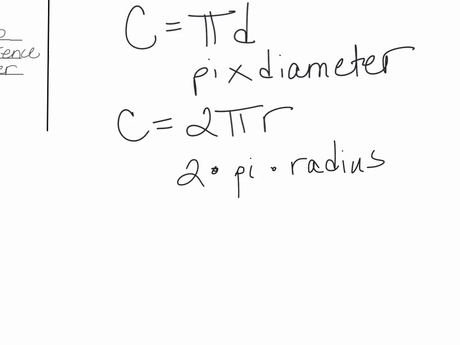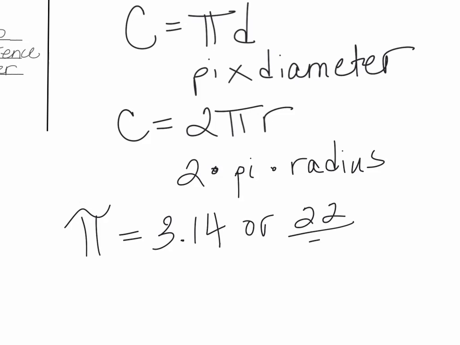The value that we used for pi in 7th grade, pi is equal to 3.14, or as a fraction, 22/7. Pi is also the circumference divided by the diameter.